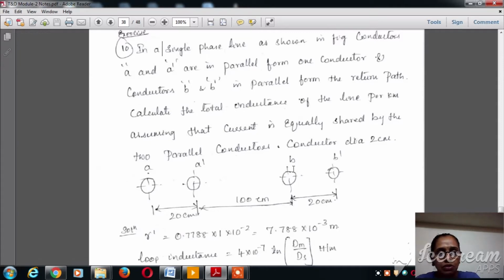Welcome to the session on the transmission line parameters. In the previous videos we discussed the effect of the external flux, internal flux, and the transposition of the line, and we compared the single circuit and the double circuit lines in terms of the cost, in terms of the maintenance, and in terms of the importance of the double circuit as well.